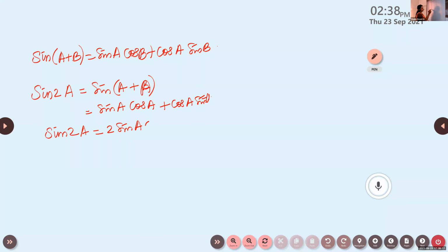So we get sine 2A is equal to 2 sine A cos A. This is the first formula. Sine 2A is equal to 2 sine A cos A. What is sine 2A? Multiple angles formula: sine 2A is equal to 2 sine A cos A.